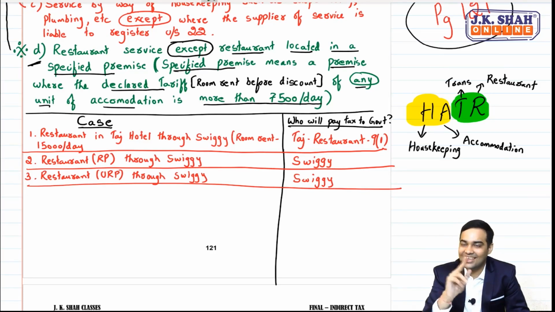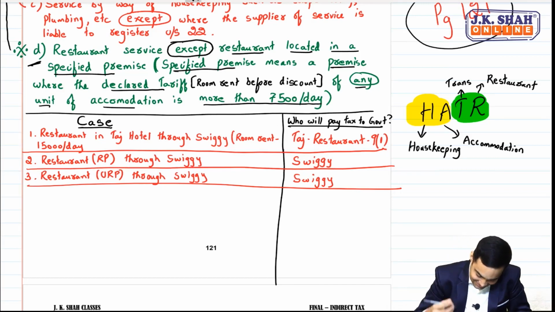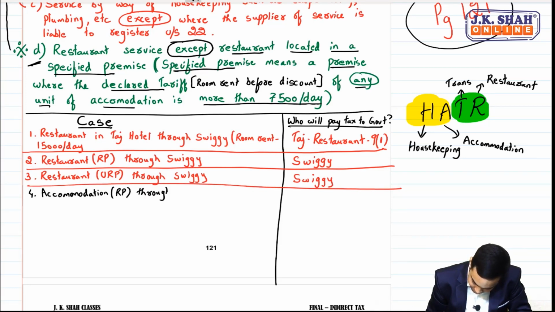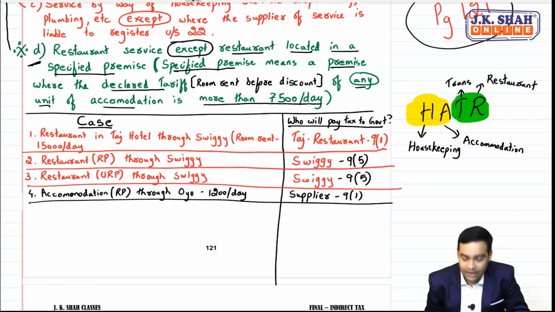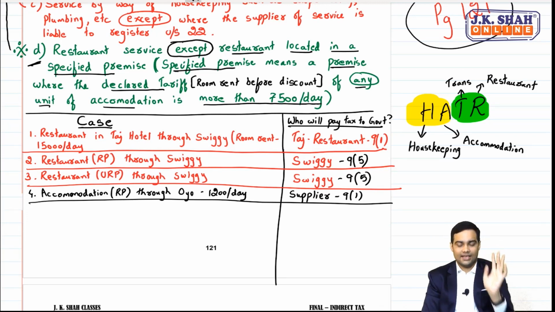Let's see some more examples. And if you want, you can note down this. Fourth one. Accommodation, within bracket, you'll write registered person through OYO, 1200 per day, and the winning answer would be, who will pay the tax? The supplier will pay the tax, 91. And here you can write this is 95, this is also 95. See, accommodation, the moment it is provided by a registered person, the supplier will pay the tax.